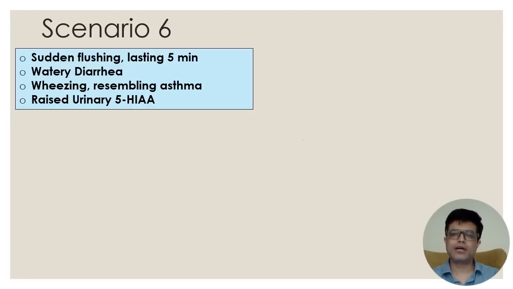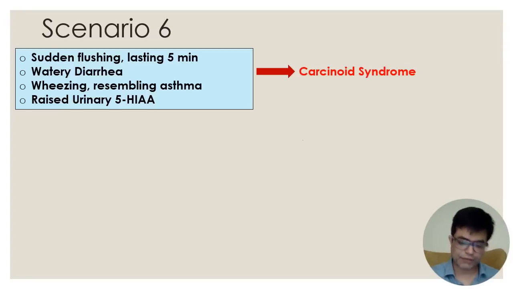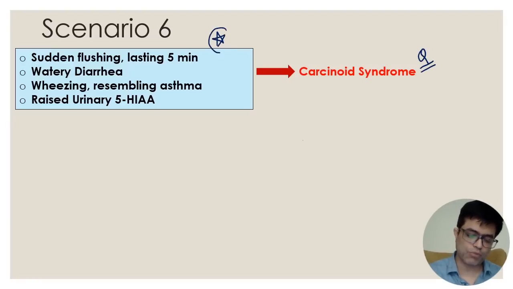HIAA stands for hydroxyindole acetic acid. It's a breakdown product of serotonin. So basically there is increased serotonin in the body, which is causing flushing, diarrhea and asthma-like symptoms. So patient is likely suffering from carcinoid syndrome. Is there a question on this? Yes, a case scenario question has been asked. So please remember these key points of manifestation very, very clearly.